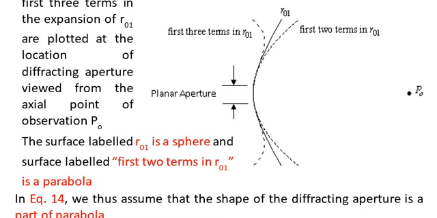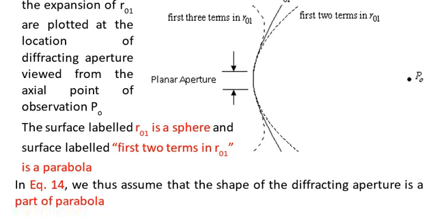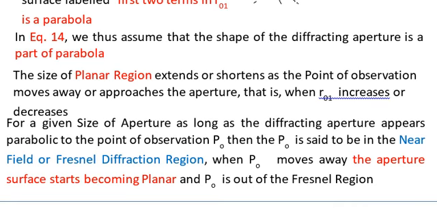And if you make R01 smaller, P0 will come closer to the aperture, thus the sphere will be more curved and the planar region will be smaller. The size of the planar region extends or shortens as the point of observation moves away from or approaches the aperture, that is, when R01 increases or decreases.